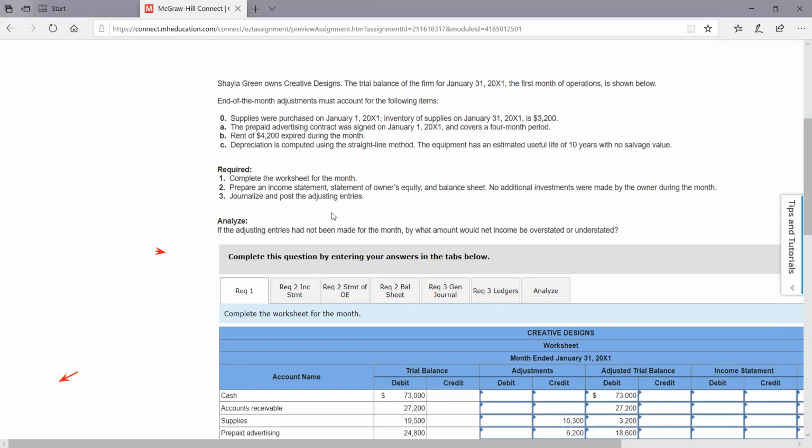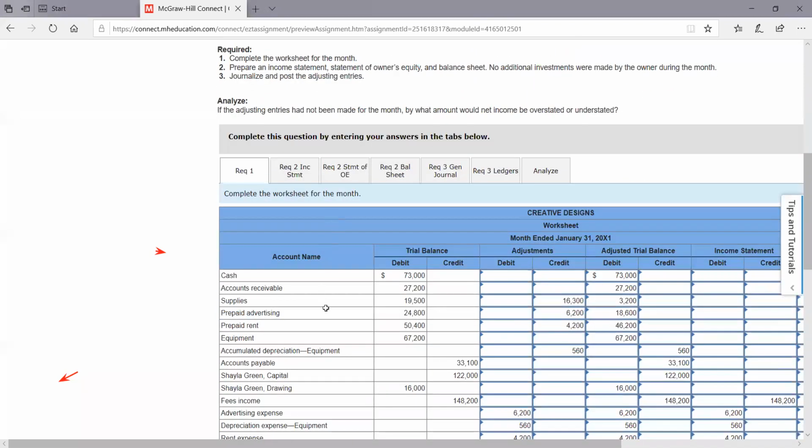Your prepaid advertising was a 4-month period, and it was 24,800. So for that one, what they would have done is they would have taken that 24.8 and simply divided by 4. And that's how they would have got the advertising.